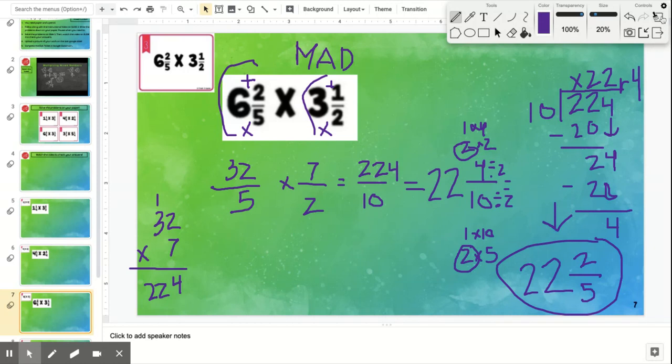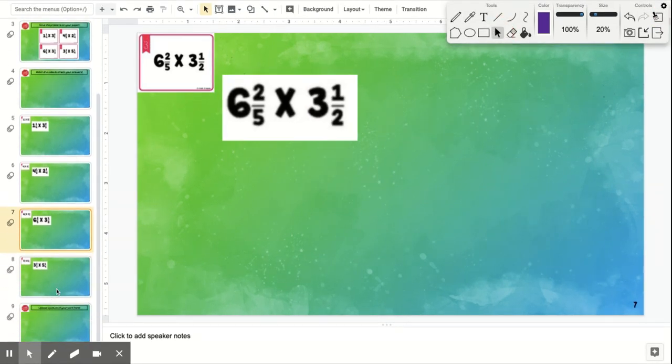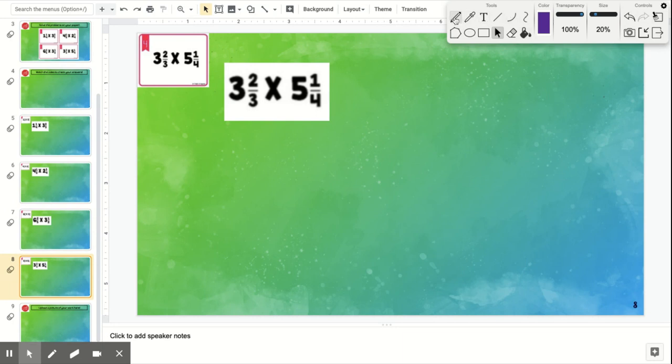Moving on to the last one. Okay, 3 2/3 times 5 1/4. So let's make Texas mad for both of these. You always want to show the times sign and the plus sign. Okay, so 3 times 3 is 9, plus 2 is 11. 11 is the numerator. Denominator stays the same, 11/3.